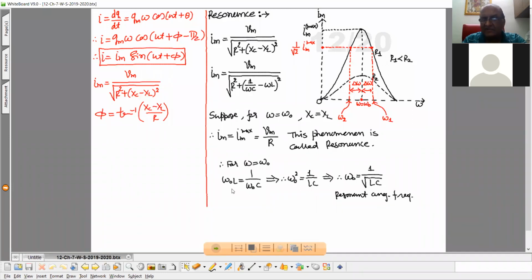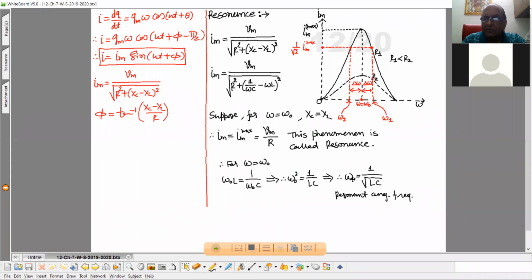But XL, that is omega L. So for omega equal to omega 0, we can write that is omega 0 L. And XC, that is 1 upon omega 0 C. So omega 0 square, that is 1 upon LC. So omega 0, that is 1 upon root LC. Clear?